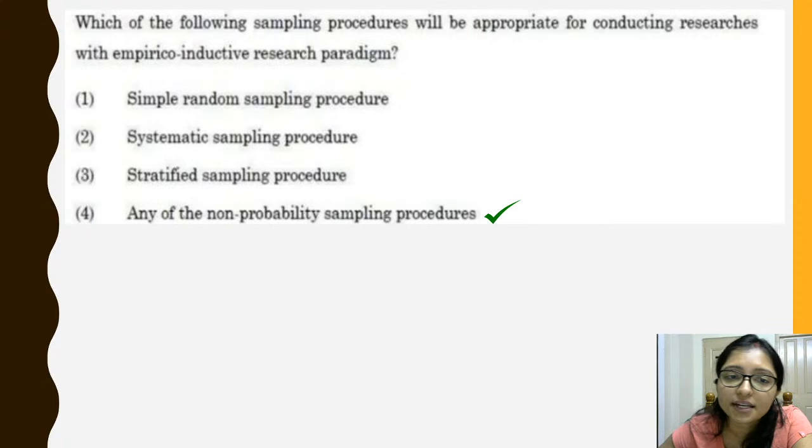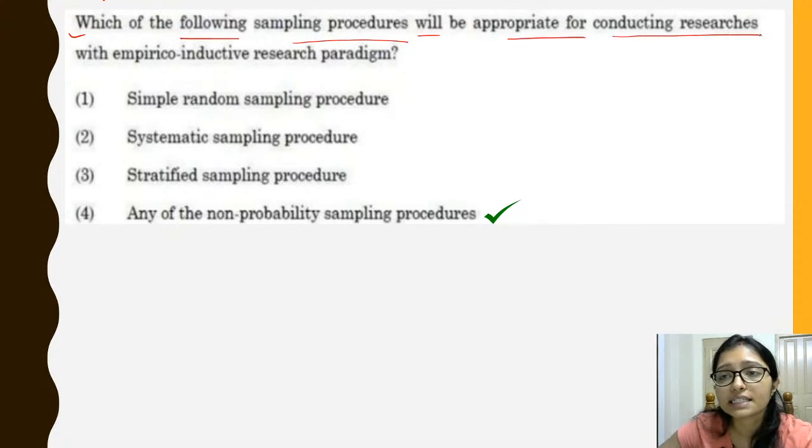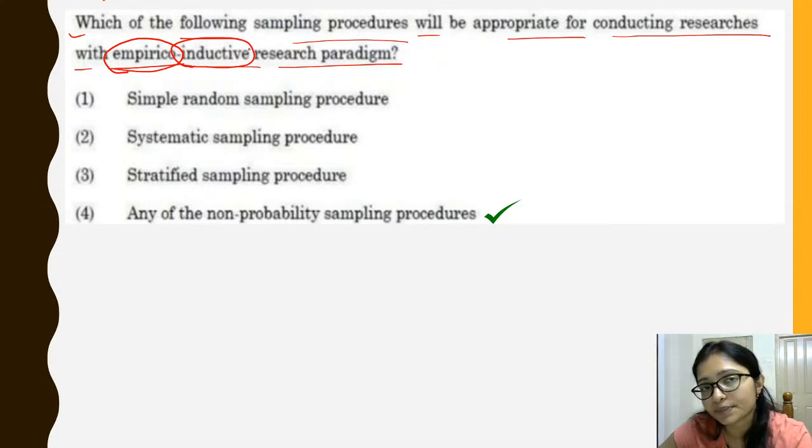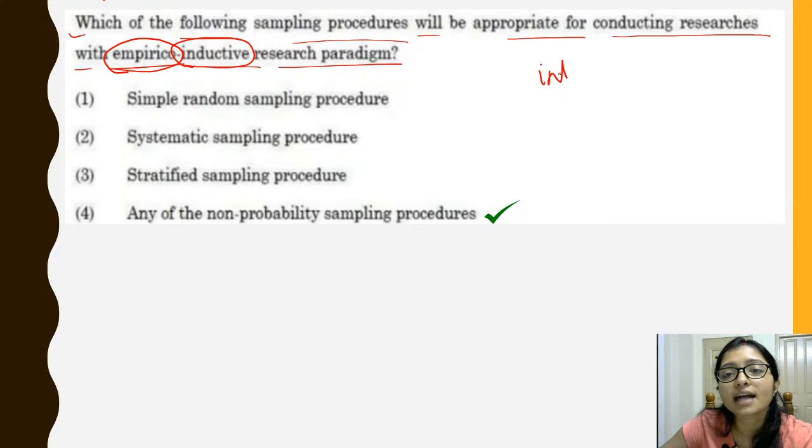Someone is giving the answer. See how to choose the answer for this question, that is, which of the following sampling procedures is appropriate for conducting research with empirico-inductive research parallel. If you don't know the empirico word also, but you know the inductive. Yesterday we have discussed what is inductive and what is deductive, right? You know what is inductive.